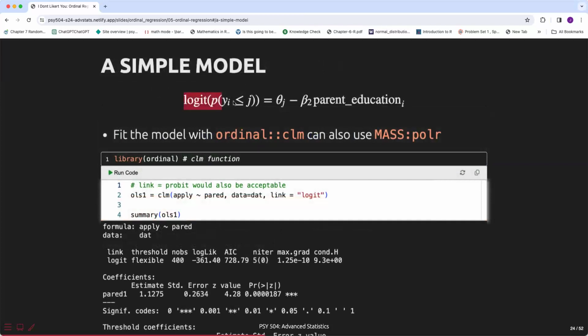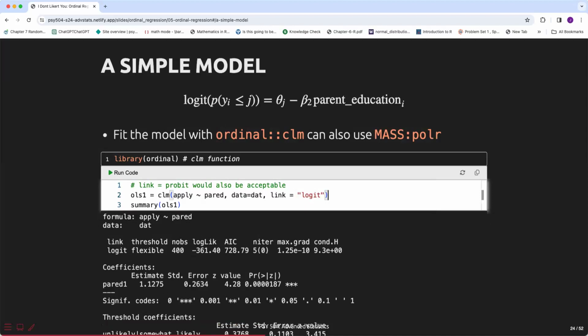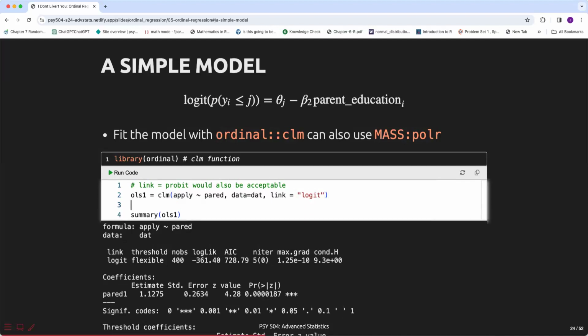Awesome. So let's go ahead and start off with a very simple model. Here we're just going to look at parent education predicting applying to grad school. There are two popular packages, I guess there's more than two, but two popular packages to run ordinal regression models are the ordinal package and the MASS package. We're going to be using the ordinal package's clm function to run our ordinal regression models here. If you read the textbook, there are several other packages, and I think they go through two different packages in the textbook. So if you're interested in some other packages to use, the textbook provides those.